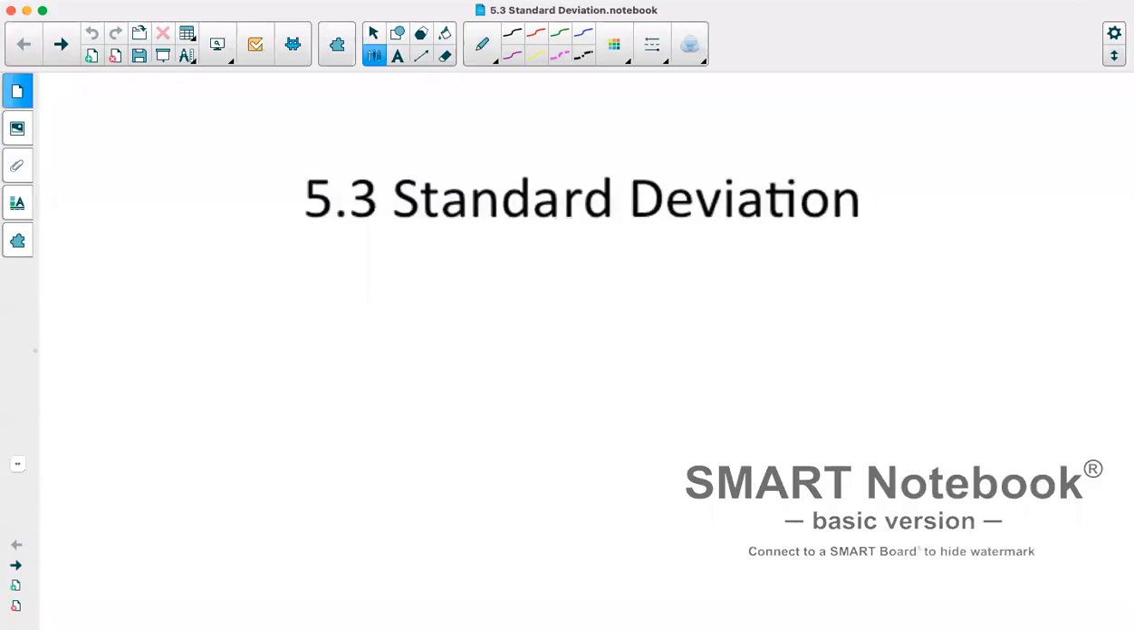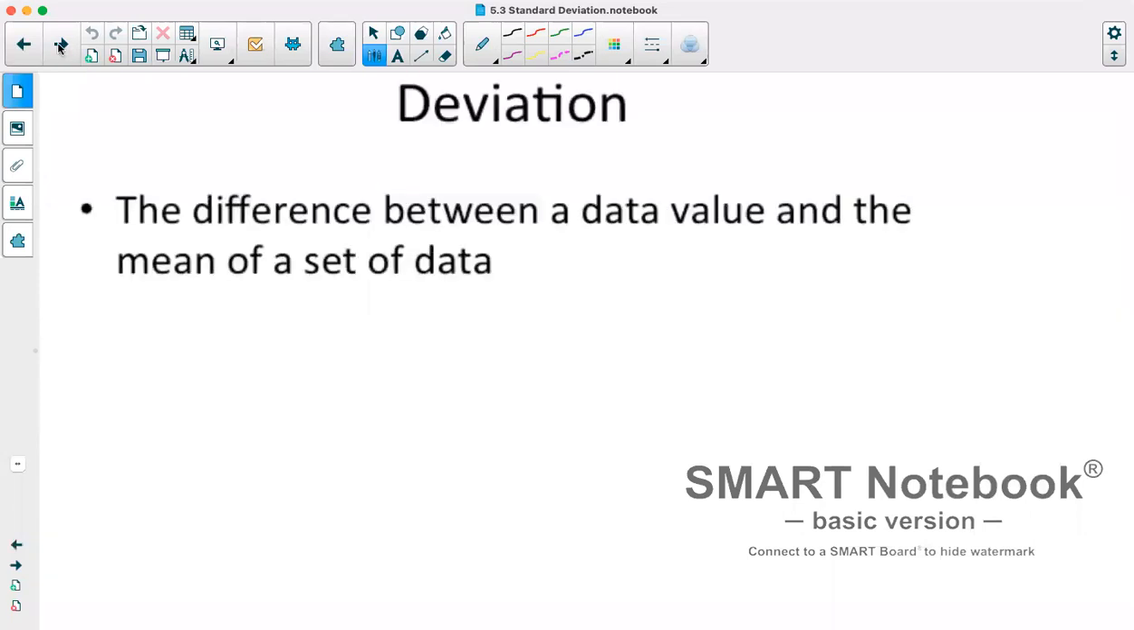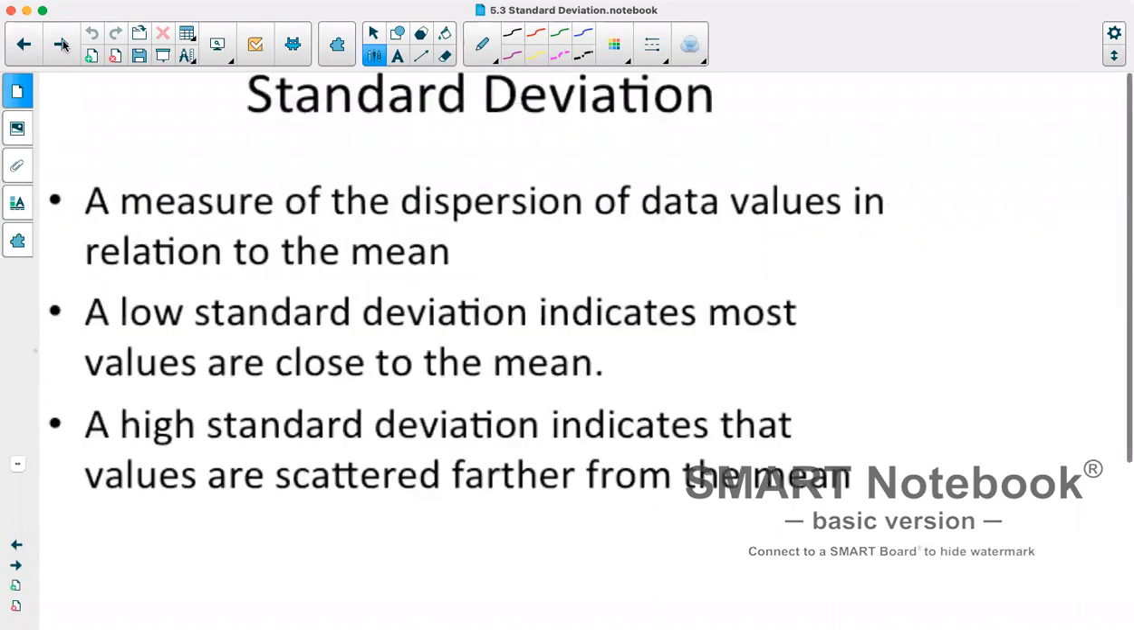Hi, today we are looking at section 5.3, which is standard deviation. Now, deviation is the difference between a data value and the mean of a set of data. Standard deviation is a measure of the dispersion of data values in relation to our mean.